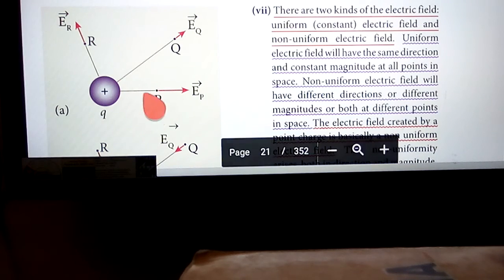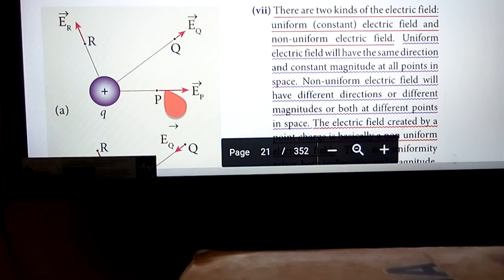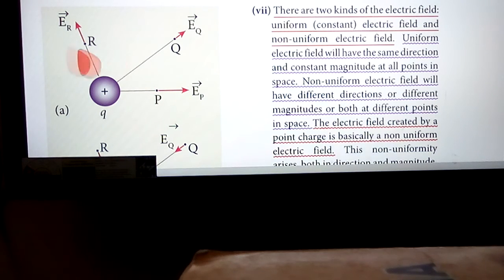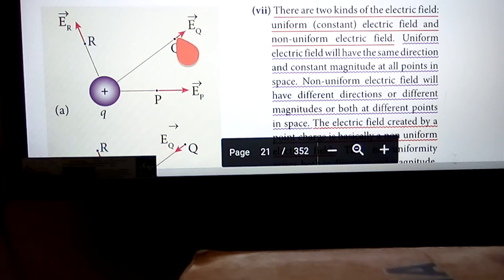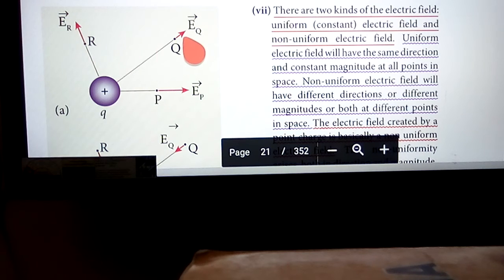You see the points P, Q, and R. The electric field at the point P due to this positive charge Q is given by this EP. At the point R, the electric field is given by ER. And at the point Q, the electric field is EQ. Note that these arrow marks are lengthier than the electric field at the point Q. You see EP is greater and ER is also greater than EQ.